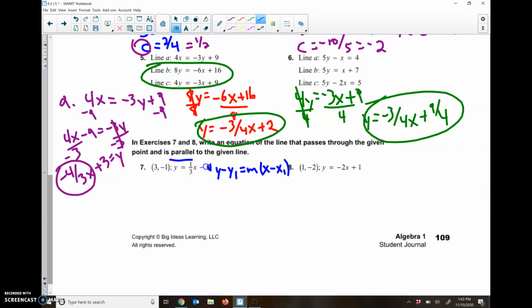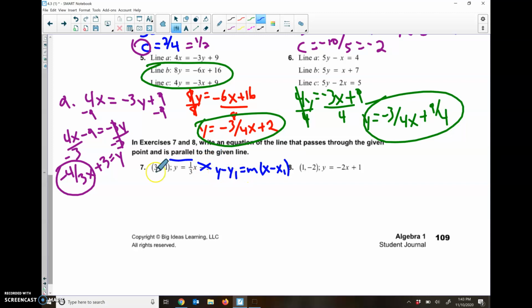So they give you this b here, and that's really just there to mess you up. It's just saying, hey, here's a line that's parallel. Give me a new line that's parallel to that point that goes through here. But a lot of people get confused by that number at the end. So I just like to get rid of it right away. We don't need it. It's literally just there to kind of confuse you.